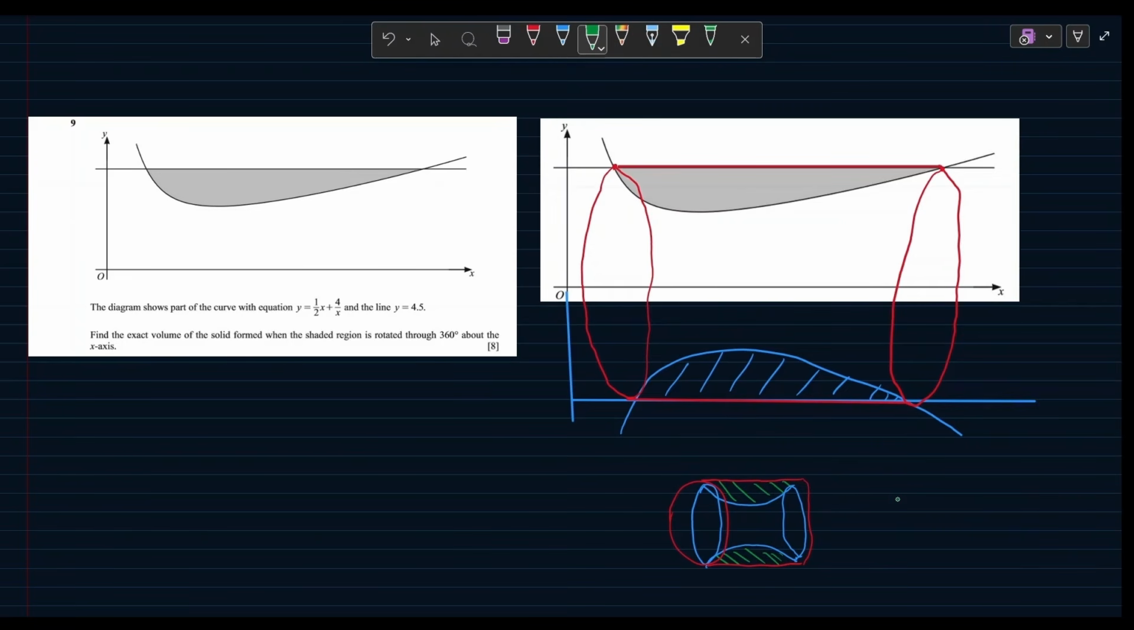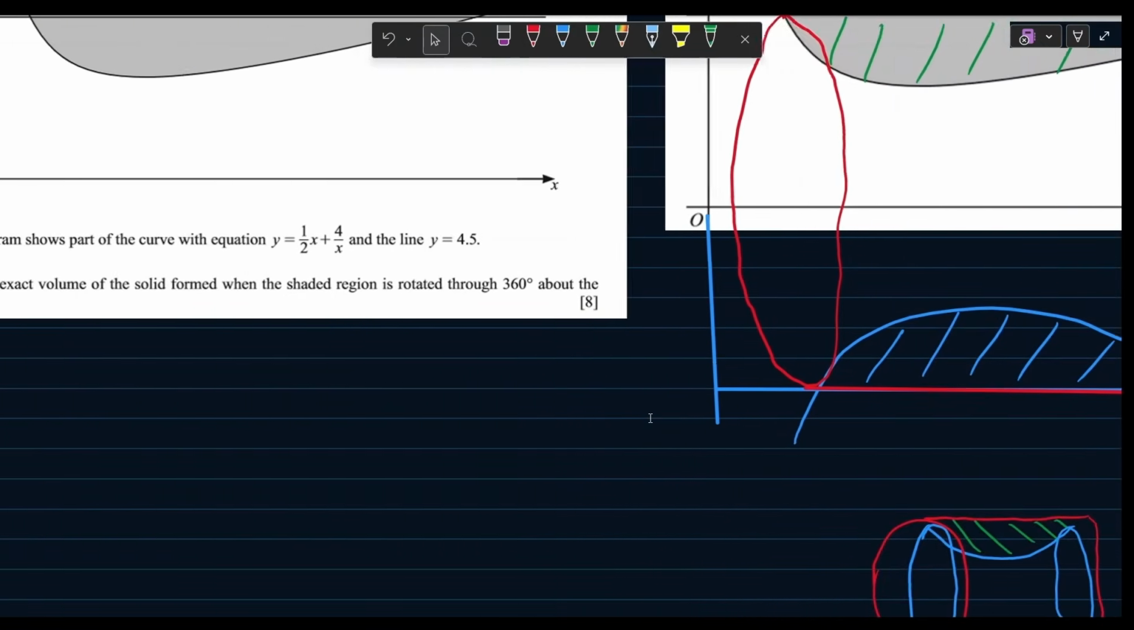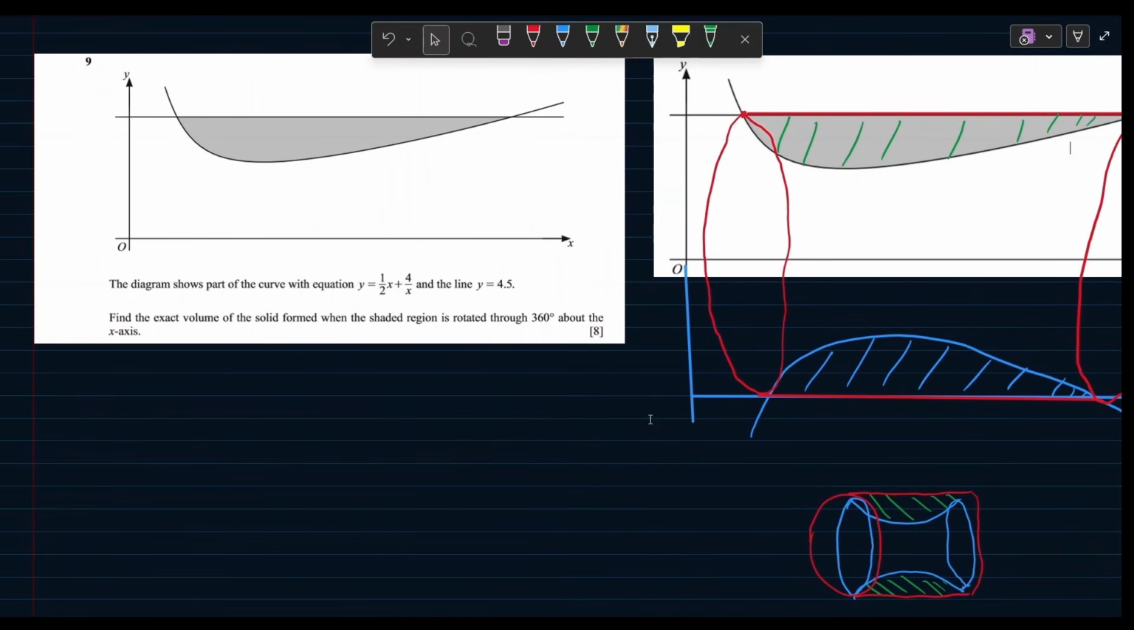That's what we want to find, because that would then give us this shaded region when it is rotated around. It's like the gap between your can of beans and your vase. Okay, so how do we actually find this volume? If you're rotating around the x-axis, the formula you use is pi, the integral from a to b, and this is going to be y squared with respect to x.